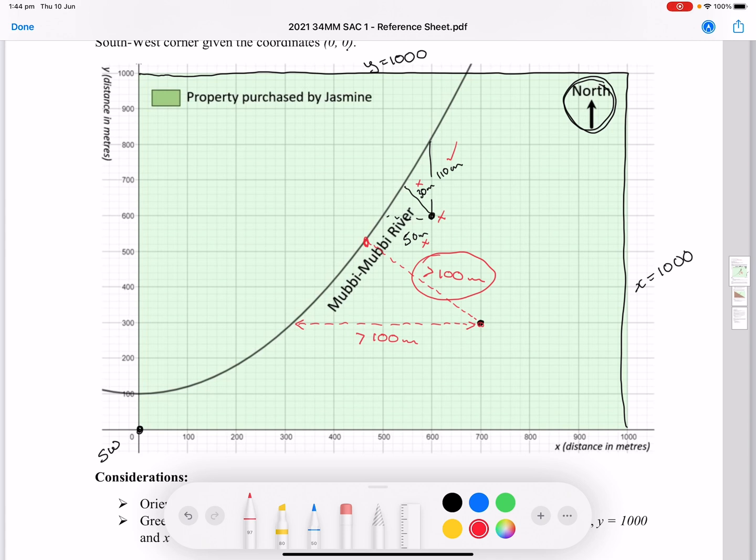Now you may want to consider in this aspect, what is your distance equation? So what is your distance equation between 2 points? And that's going to be relative to the location that you choose and the location to the Moobi River. All right.